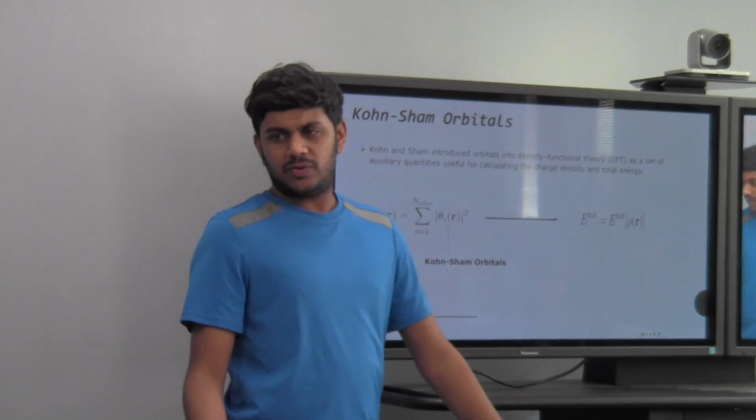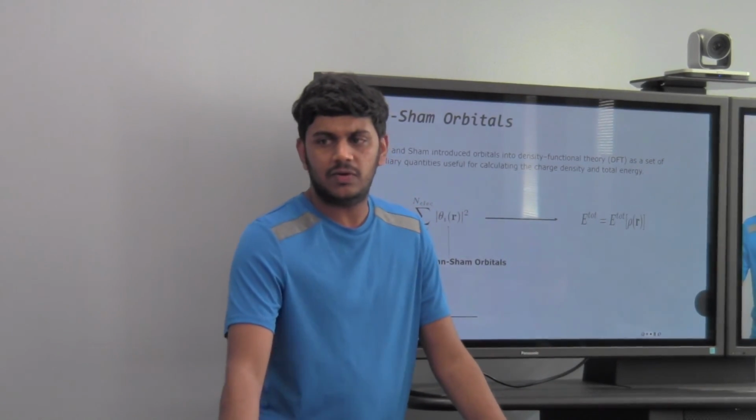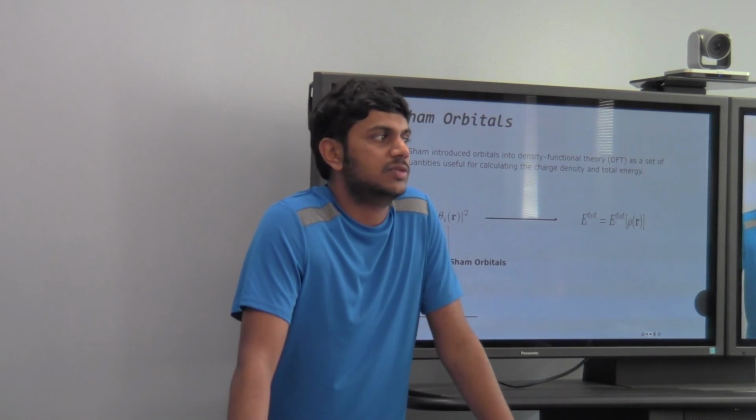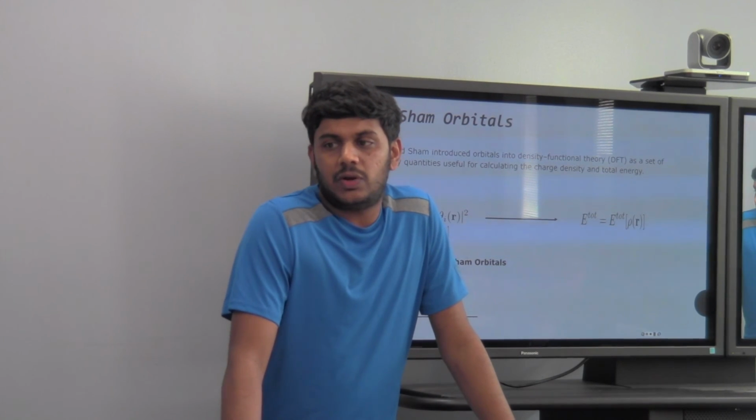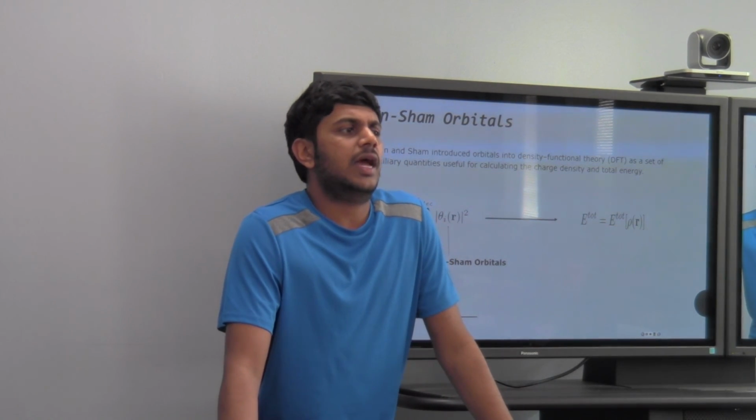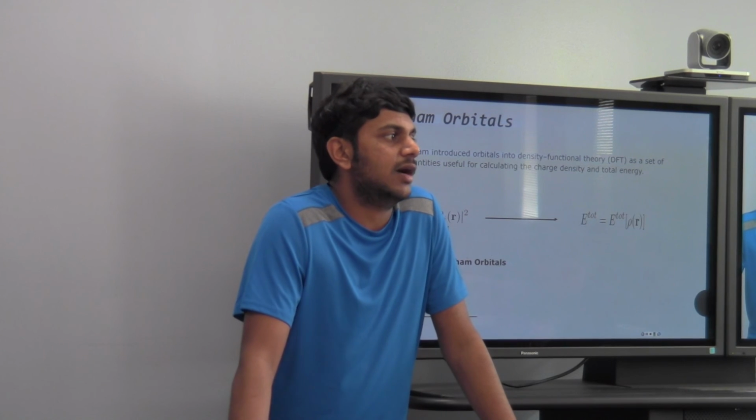Now I am going to explain briefly how to visualize Kohn-Sham orbitals using this WASP output data. Kohn-Sham orbitals are an analog of molecular orbitals in Gaussian.